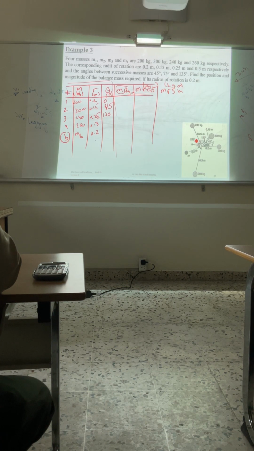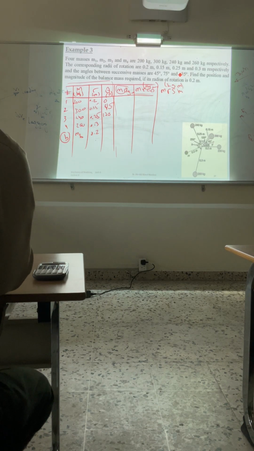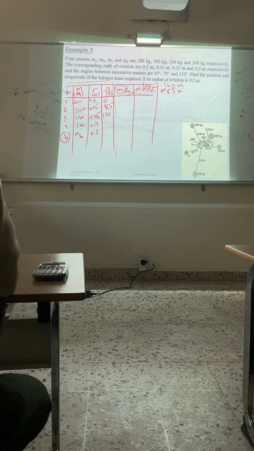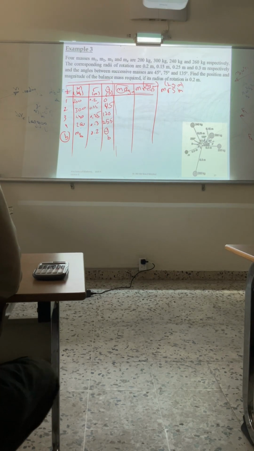And then you have the angle between M3 and M4, 120 plus 135, which gives you 255. Correct again? Am I correct or wrong? Yes. Okay, so 2, 5, 5. And then we come to this one and we call it theta balance.